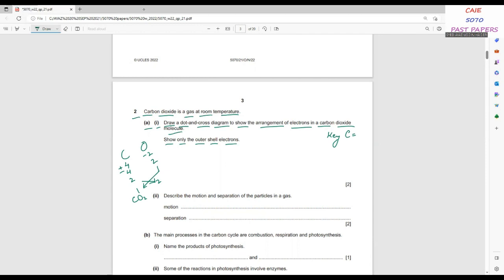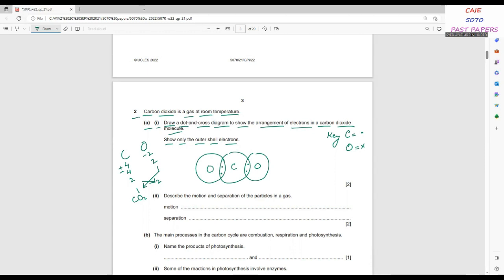For carbon, I'm using dot. For oxygen, I'm using cross. There'll be one carbon atom and 2 oxygen atoms. So the carbon atom must be in the middle. This is carbon and 2 oxygen atoms will be attached on the right hand side and left hand side. Now I'm showing the valence electrons for carbon. There are 4 valence electrons for carbon. So it will be 1, 2, 3, 4.